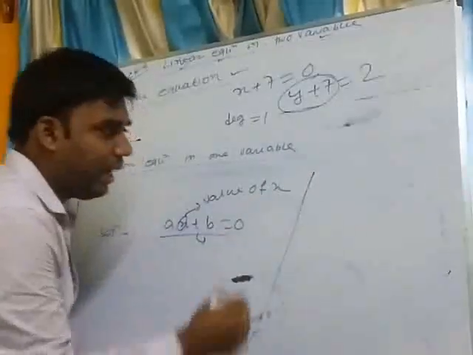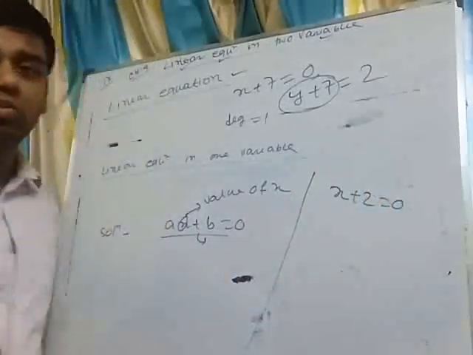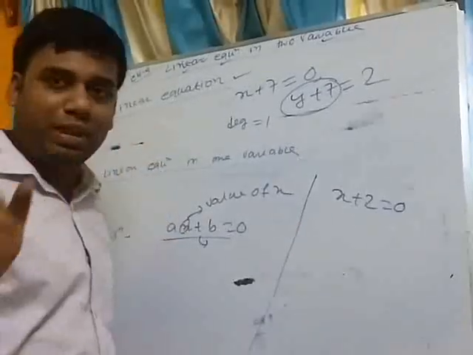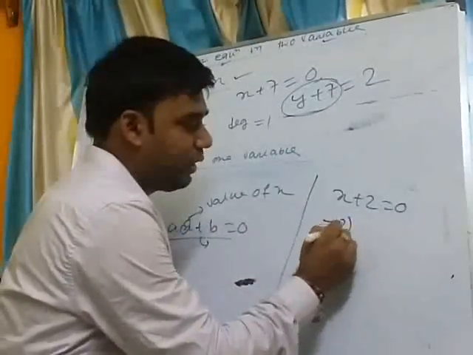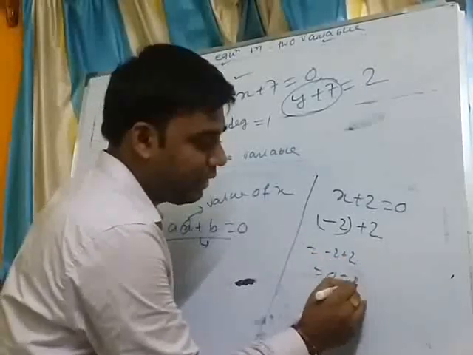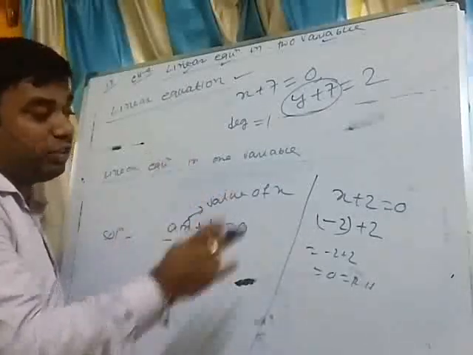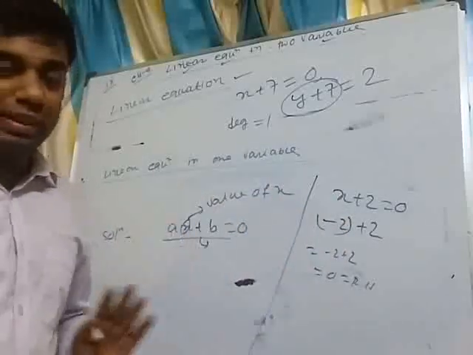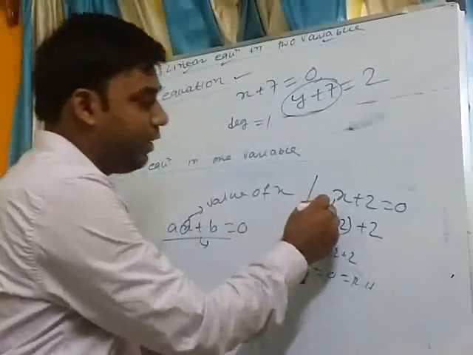Okay, I am taking an example. x plus 2 equal to 0. This must be a linear equation in one variable, and only one variable is used there, that is x. Now put minus 2 in place of x. Minus 2 plus 2 is 0, that is the right hand side. So the minus 2 which I have put in place of x satisfies the equation. That's why minus 2 is the solution of the given equation.